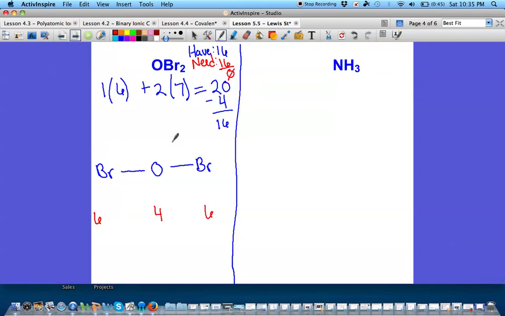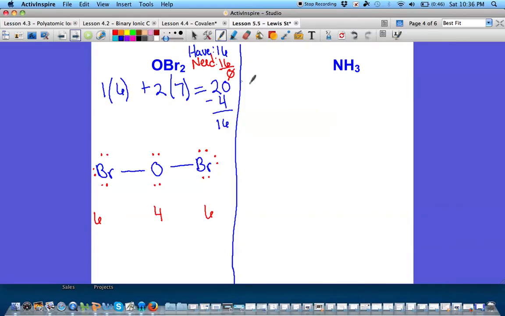If this doesn't zero out, you need to go back and check your math and check the bonding that you have set, and make sure you didn't make any mistakes. With single bonded molecules, you should always zero this out. In our next lesson, we'll talk about what happens when that doesn't happen. So since we have what we need, we're just going to apply the dots to our Lewis structure. So that takes care of oxygen dibromide.